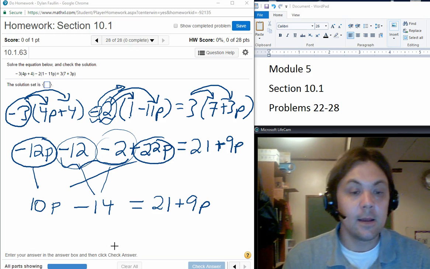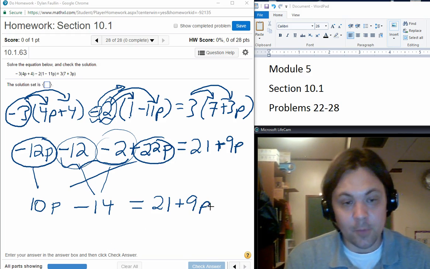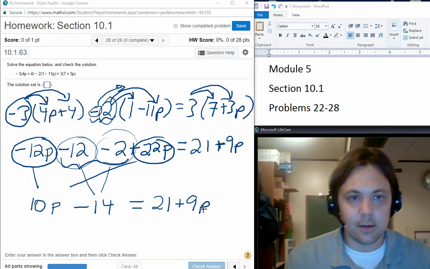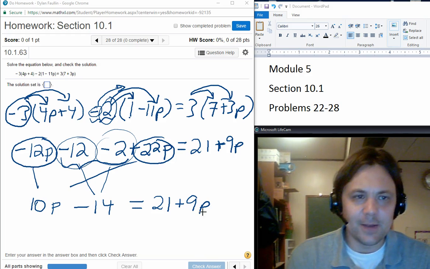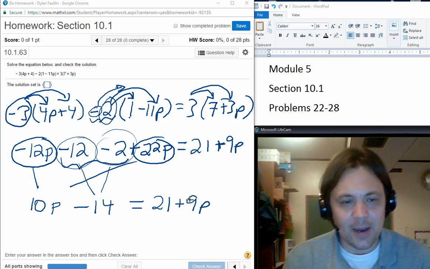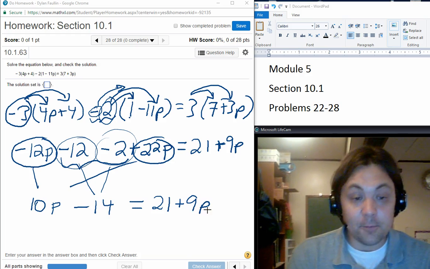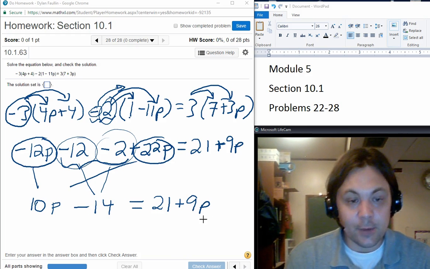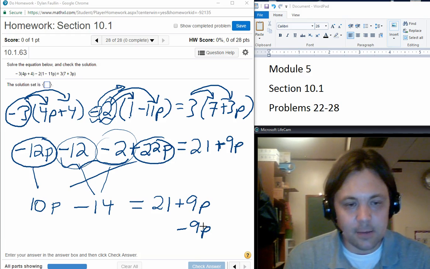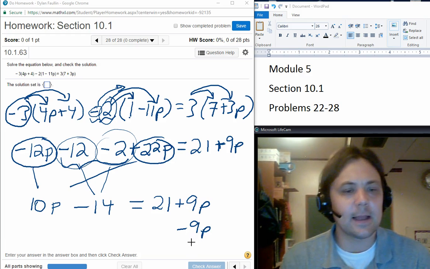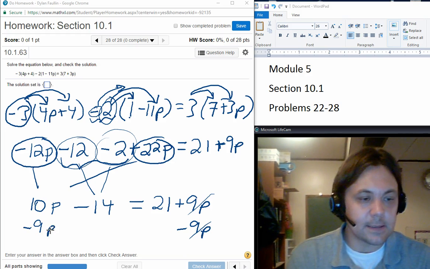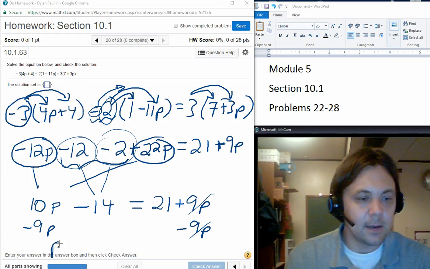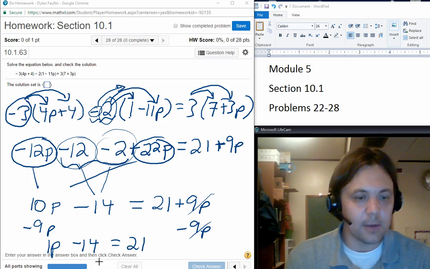Now I want to get rid of the variable from one side of the equation so that it only exists on the other side. I know that maybe I'm not saying that very well, but it's been a long video, so my brain's kind of fried at this point. So I want to get rid of p from the right-hand side. I can get rid of the 9p by subtracting 9p, right? It's a positive 9p, so I subtract 9p to cancel it out. If I do that to the right-hand side, I have to do the same thing to the left-hand side. So we get 10p minus 9p, which is going to be 1p, minus 14 equals 21.